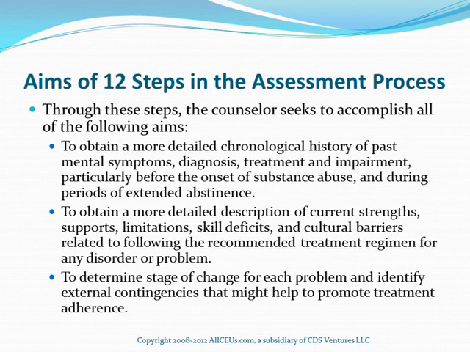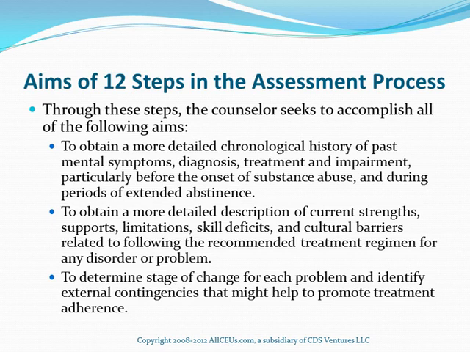There are 12 steps in the assessment process. In order to complete a good assessment, you need to obtain a more detailed chronological history of past symptoms, diagnosis, treatment, and impairment. And get a sense, if you can, about what life was like, what any impairments were like before the substance use started, after the substance use started, and if there's been any period of extended sobriety, what it's been like during those periods, because those are very distinct periods of functioning.